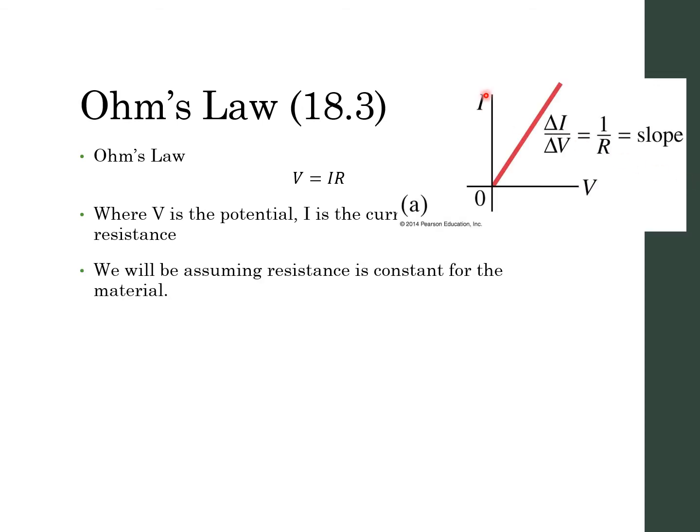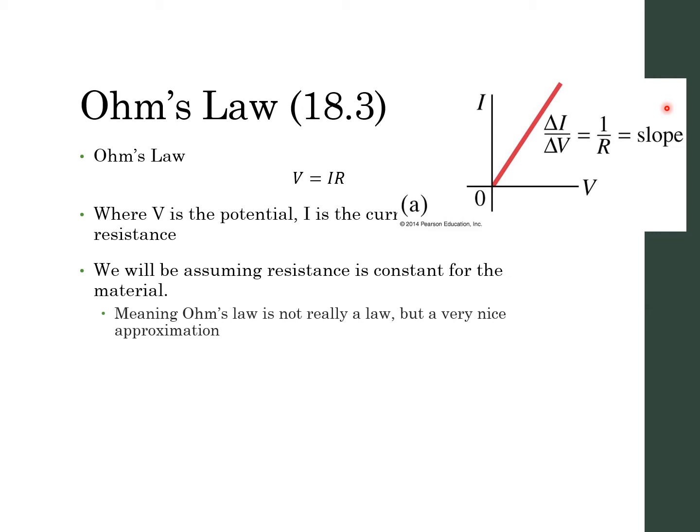So we are going to be making some assumptions for resistance. This graph here shows us the current as a function of potential. And if we do this simply by rearranging Ohm's law, we would find the slope is going to be equal to 1 divided by the resistance value. And an important idea is that we're assuming that this is going to be constant through the material regardless of the potential or the current flowing through it.